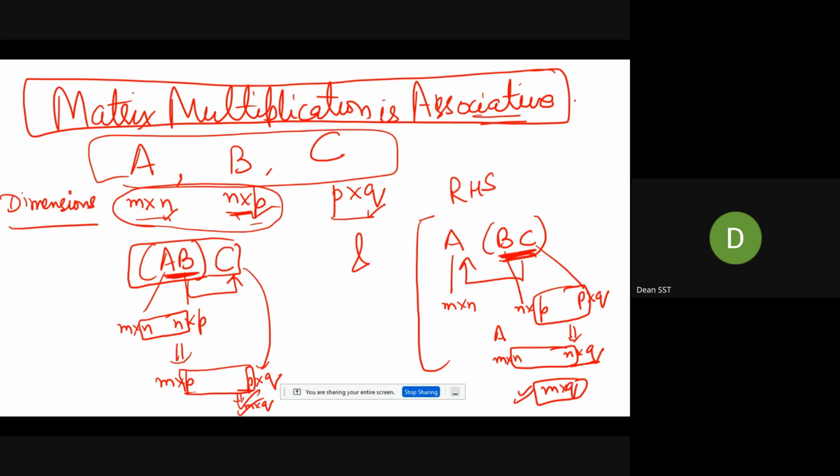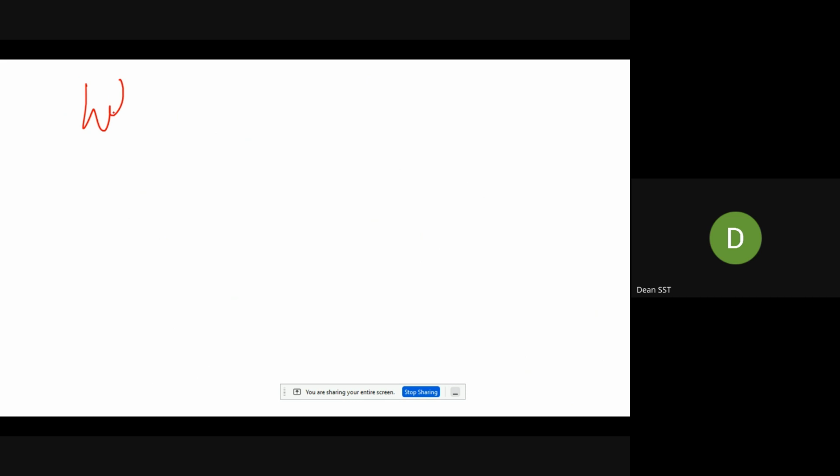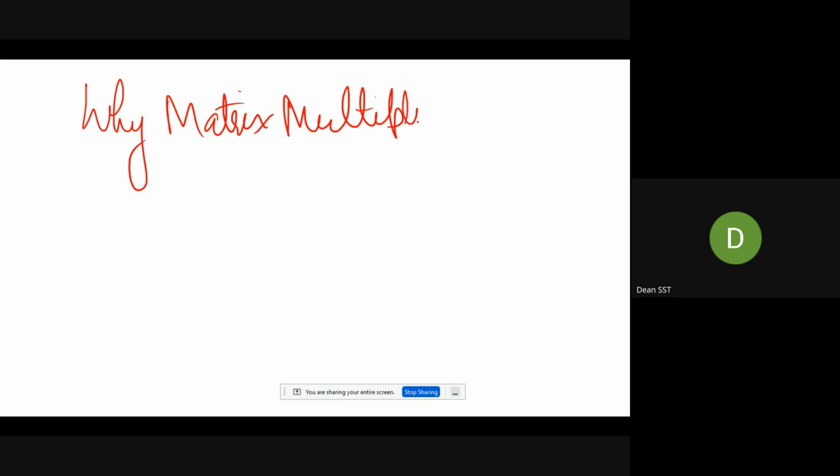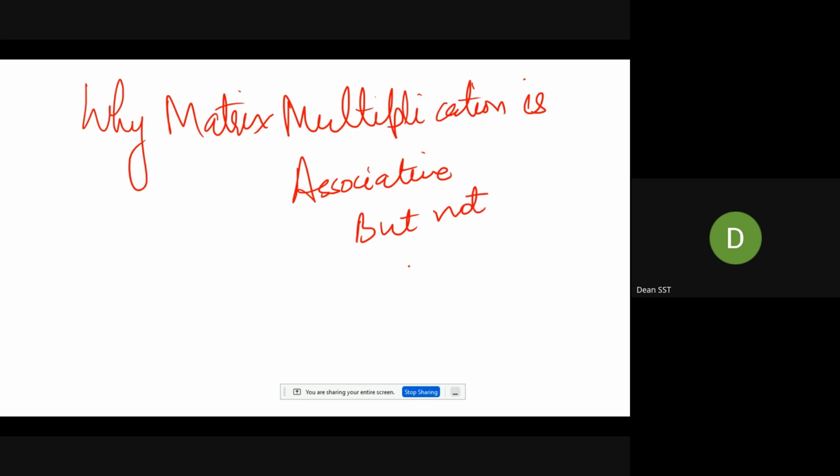Can anyone give me the answer: why is matrix multiplication associative but not commutative? Anyone can give me the answer?